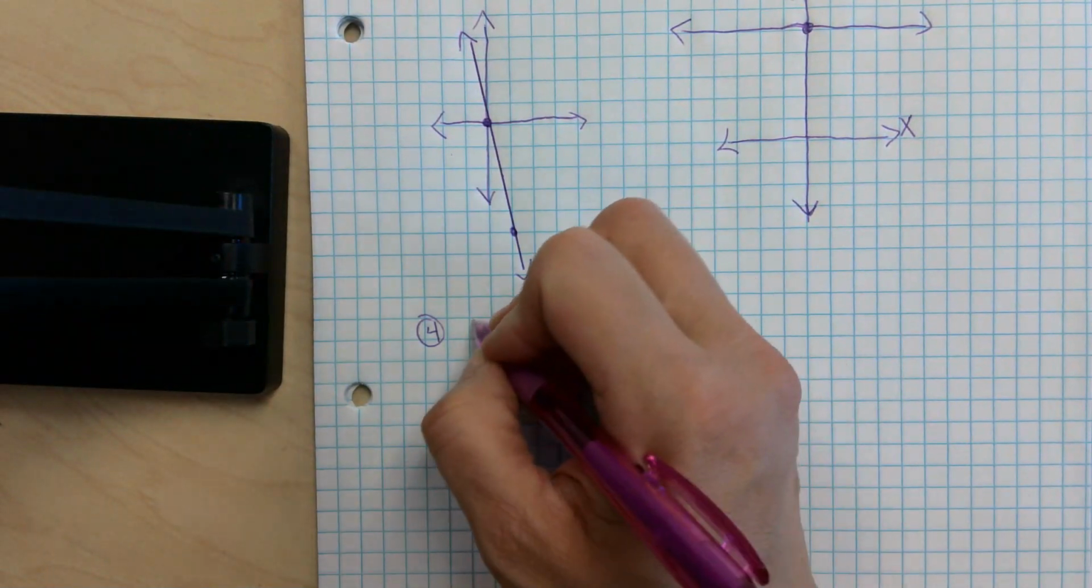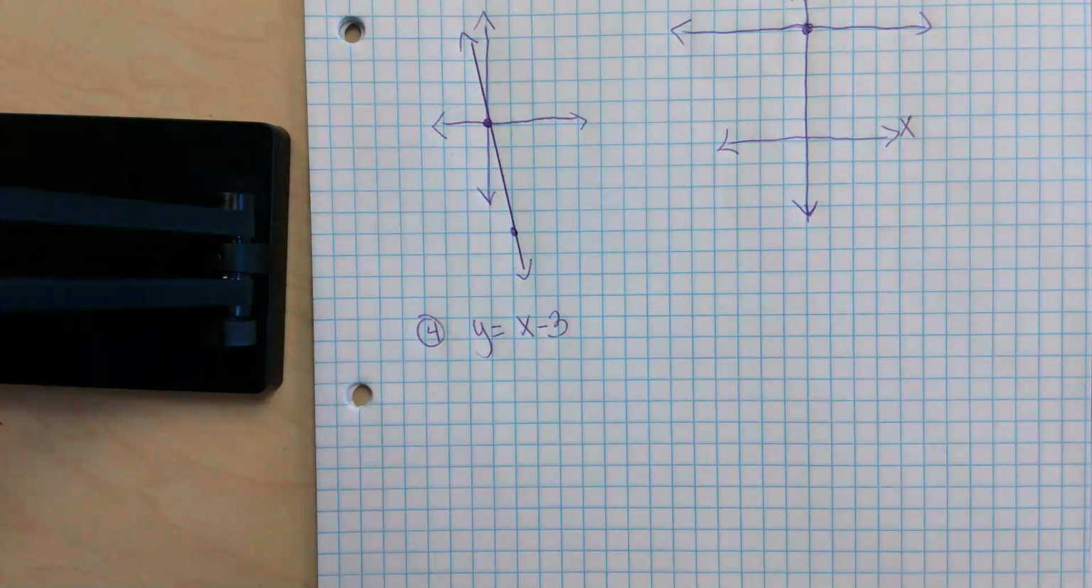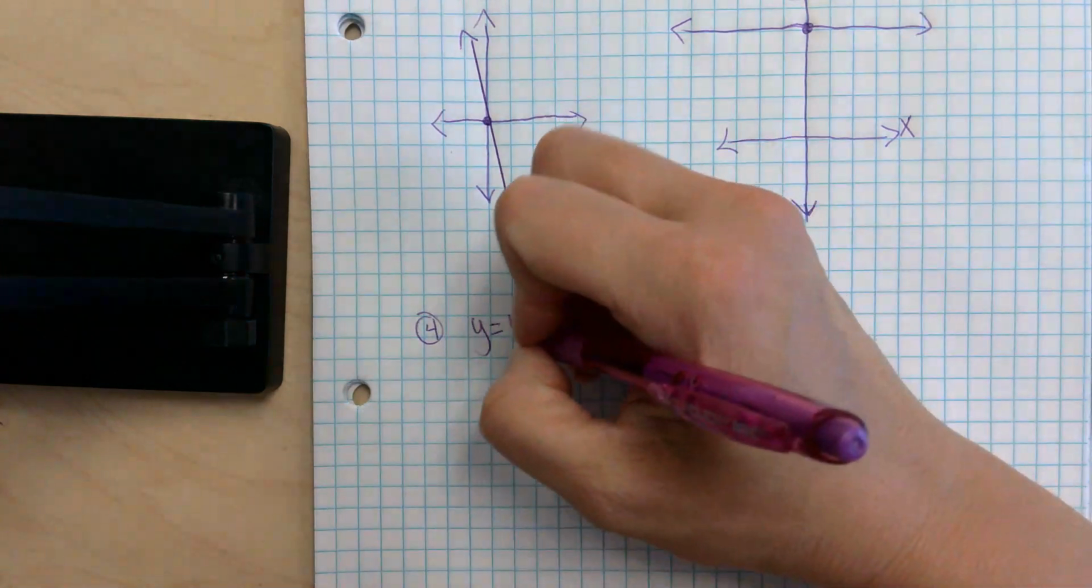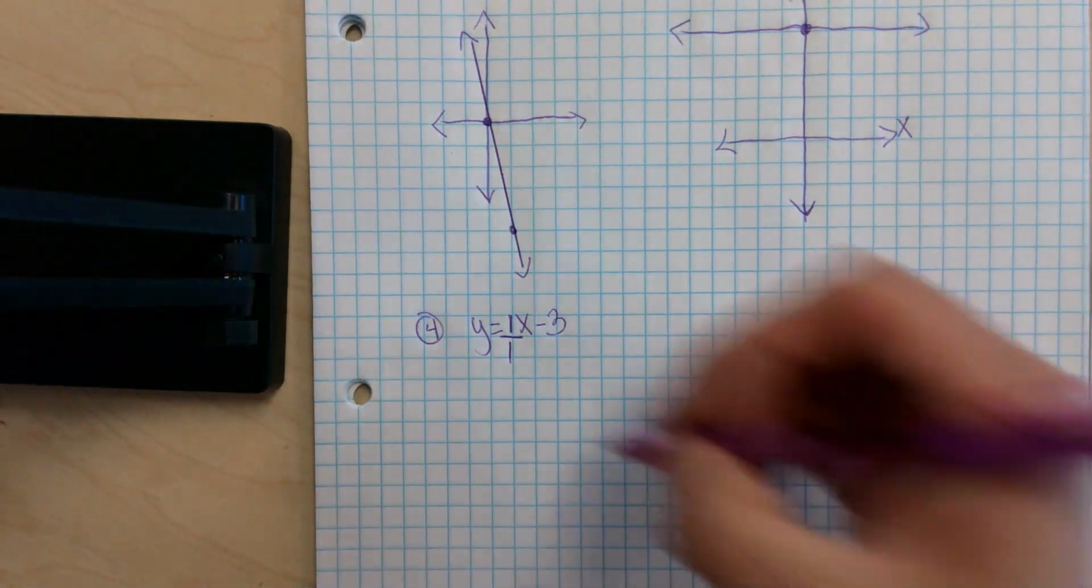Number 4 says y equals x minus 3. What does it have here for x, which is the slope? So if it doesn't tell me, if we don't have a number in front of x, what is it? 1. Absolutely. 1 over 1. Up 1 over 1.